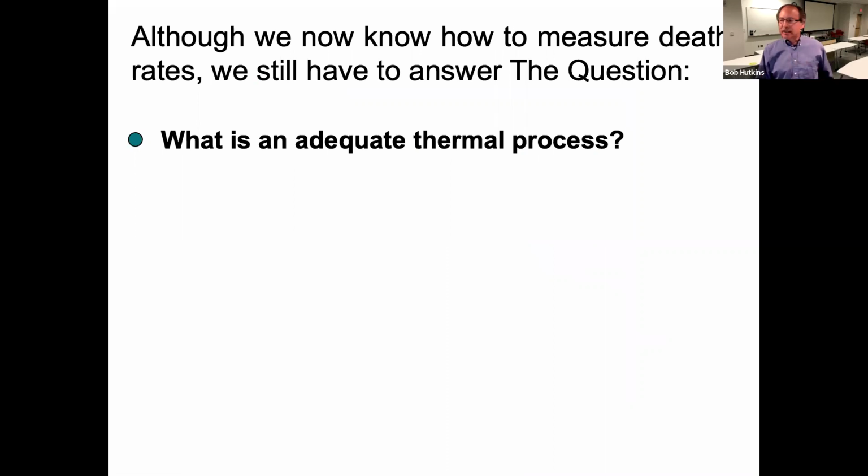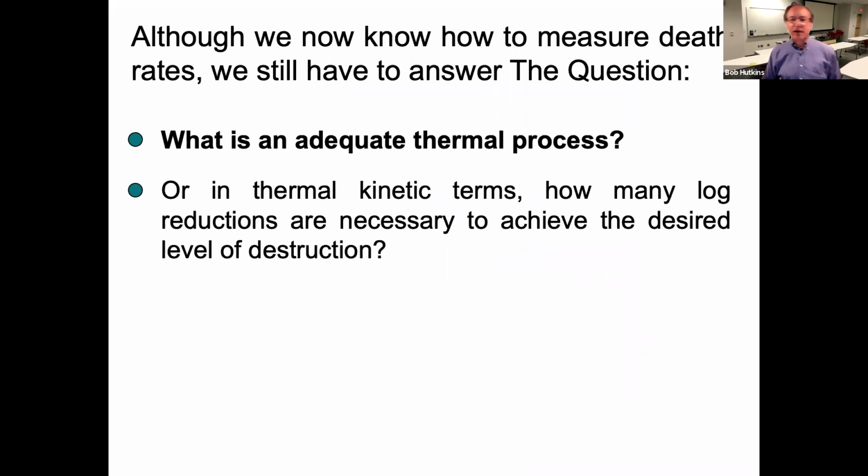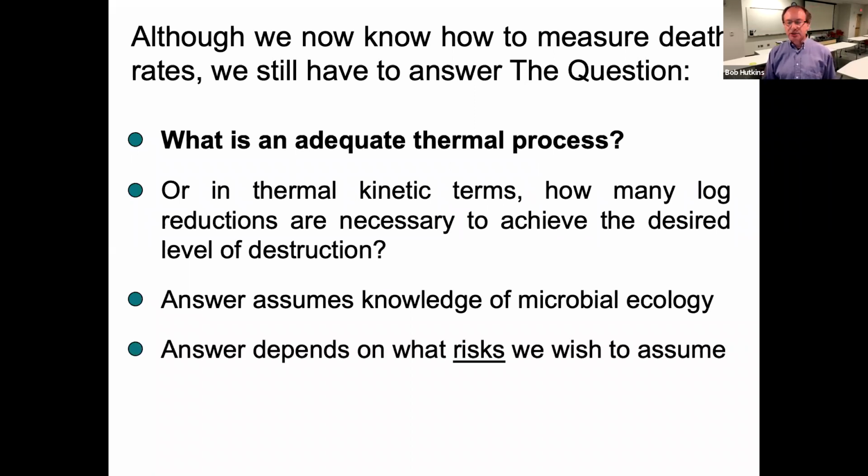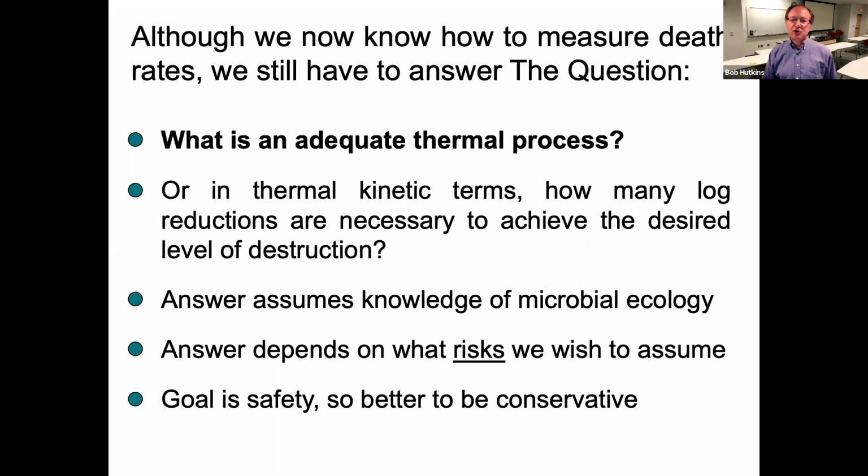Okay, so now we're starting to get to be able to answer the question. We now know how to measure death rates, but we still have to answer the question, what's an adequate thermal process? Or in thermokinetic terms, how many log reductions are necessary to achieve the desired level of destruction? Okay, in other words, is it 2 log, 4 log, 5 log, 10 log? What do we want to get? Okay, and again, we go back to some assumptions that we make based on what we know about microbial ecology. Okay, and it also depends on the risks that we want to assume. Okay, so the goal is safety, so we're always conservative on our risk. We want to minimize risk.